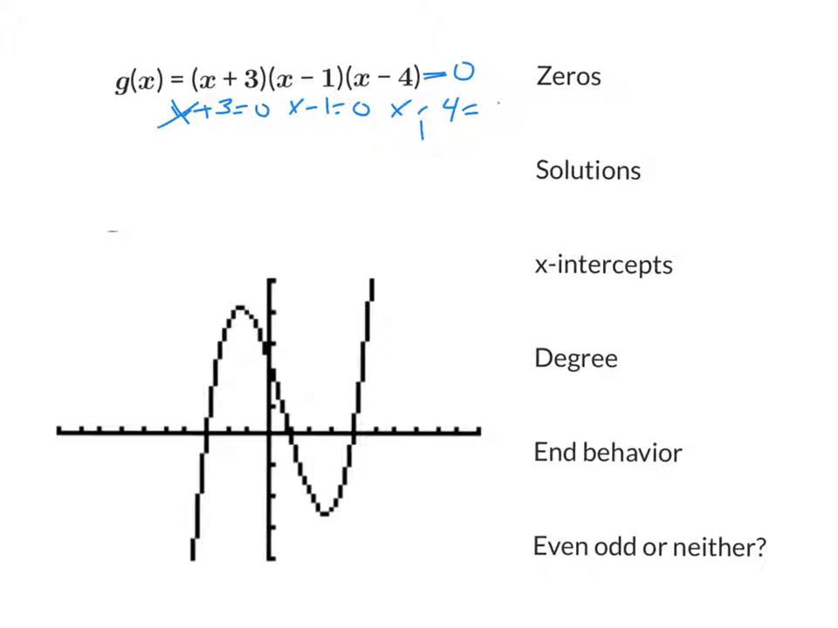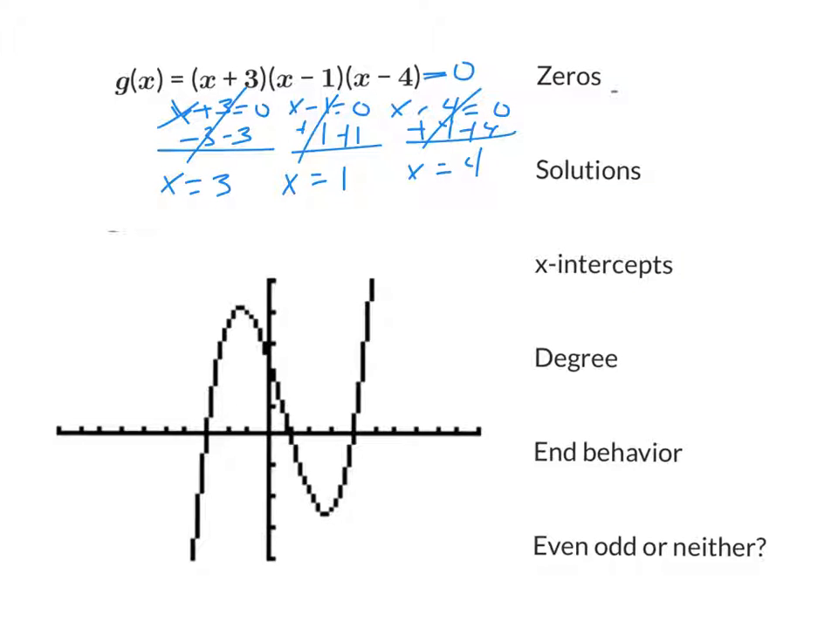To get your zeros, you would add 4. So one of my zeros is x equals 4. I would add 1. 1 would be another 1. Subtract 3. And I would get negative 3. So my zeros are negative 3, 1, and 4, and you can see those on the graph.